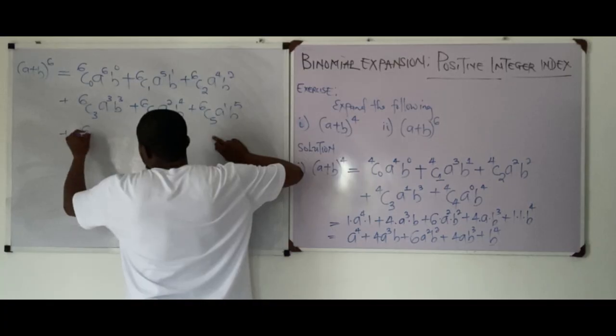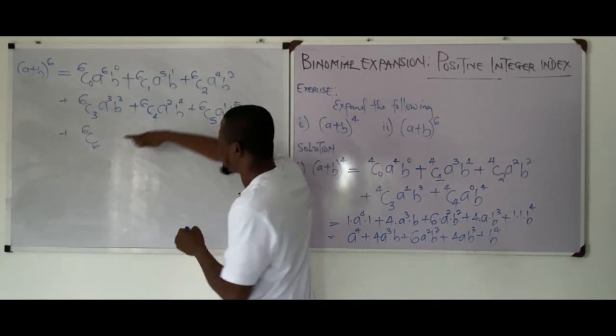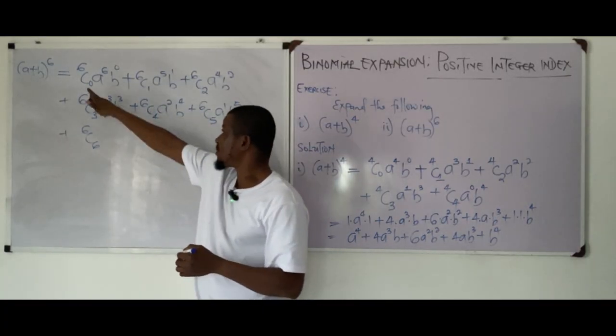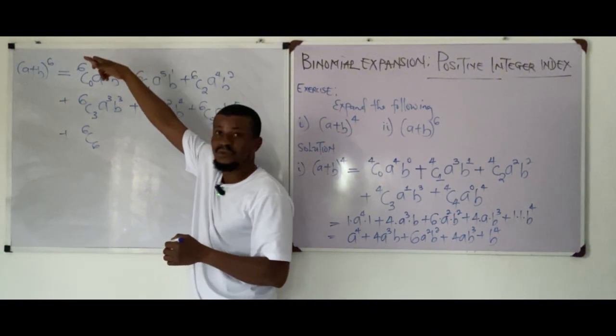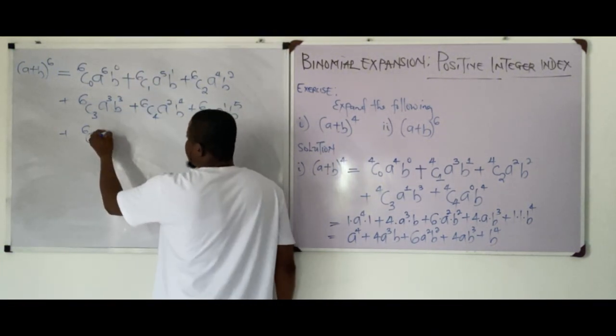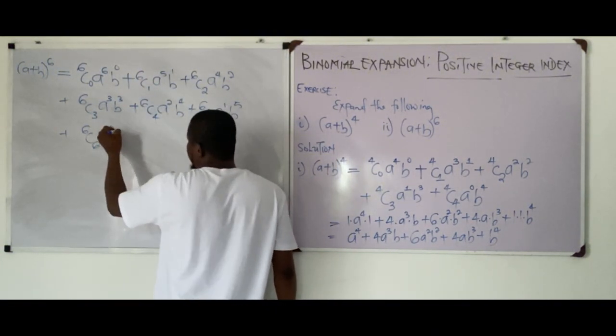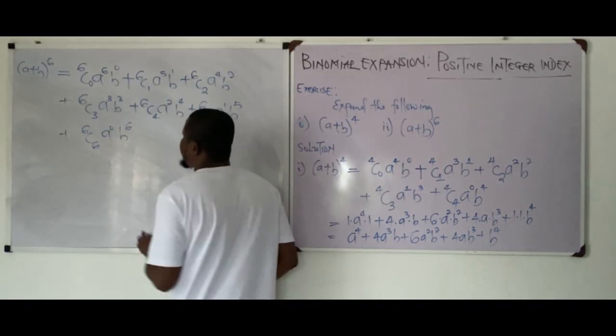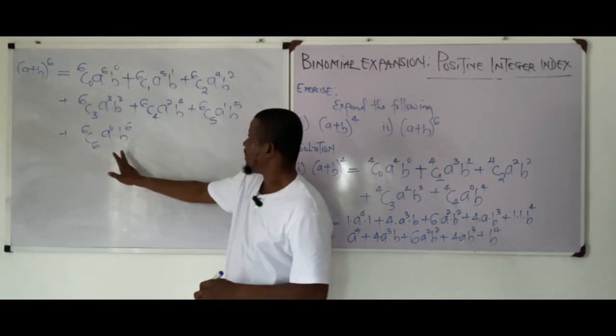So plus 6 combination 6. This is where it will end, because the index runs from 0 to the power 6. All right, so this is a: a reduces by 1, I have 0, and b increases by 1, I have this. And you see something interesting about the terms.